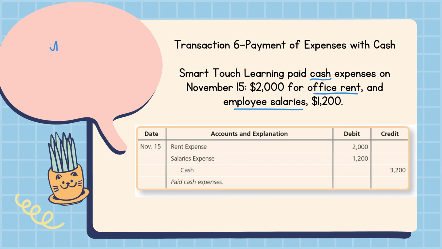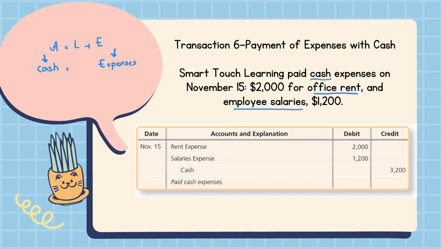So assets equals liabilities plus equity. Expenses are under equity. We have two expenses here, rent and salaries, and I paid cash, so cash is under assets. Now I paid cash, so my cash decreased. Expenses decrease equity. It's negative. It will always be negative.